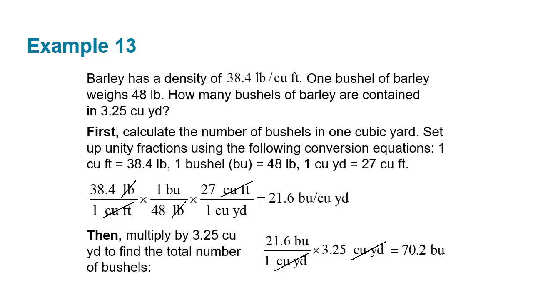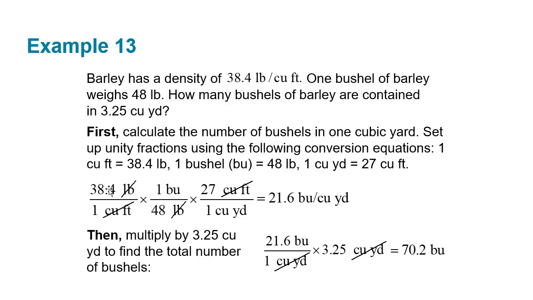Barley has a density of 38.44 pounds per cubic foot. 1 bushel of barley weighs 48 pounds. How many bushels of barley are contained in 3.25 cubic yards? Well, first thing you got to do is figure out the number of bushels in a cubic yard. So we can do that through a cubic foot and then kind of go from there.